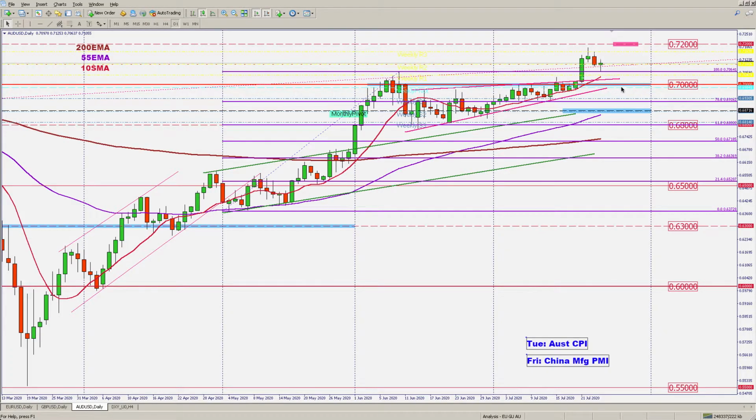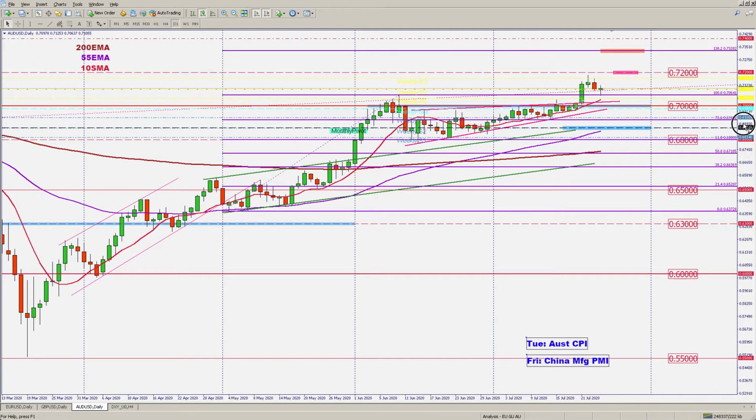Alright, 0.70 is now the key support zone. This week there's the Australian CPI figure on Tuesday, and other than that, on Friday there's news from China on their manufacturing PMI, and similarly the Aussie and the sterling pound will also be exposed to the FOMC decisions on Thursday morning. So we'll see whether there's any significant impact there.